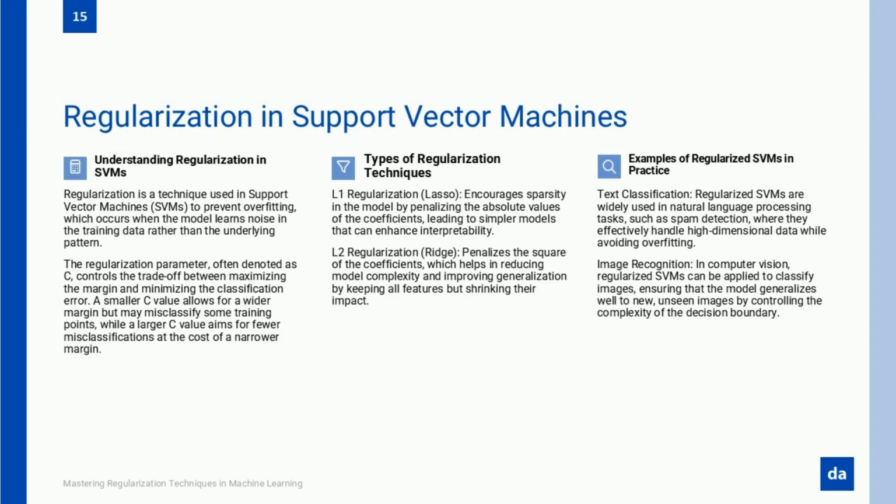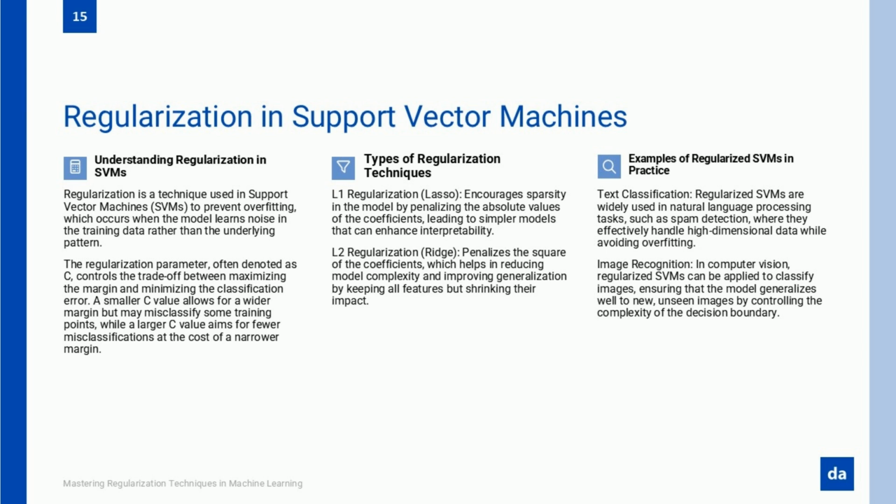Now we're moving into support vector machines, SVMs, and this is where regularization takes on a slightly different role. Up until now, we've talked about regularization in models like linear regression, decision trees, and neural networks, where the main goal was to control model complexity and prevent overfitting. But when it comes to SVMs, regularization isn't just about complexity, it's about finding the perfect balance for decision boundaries. So let's step back and understand what's happening here.